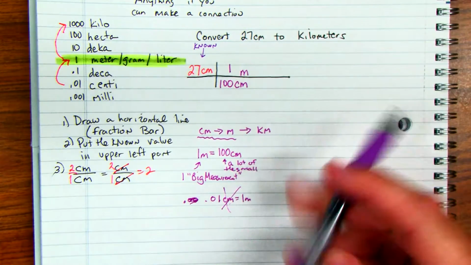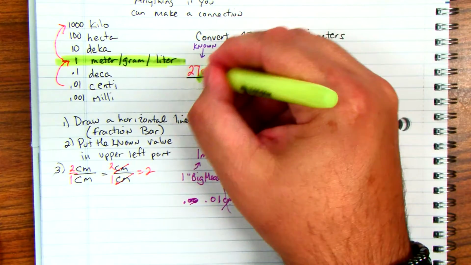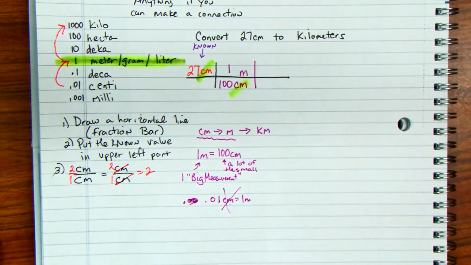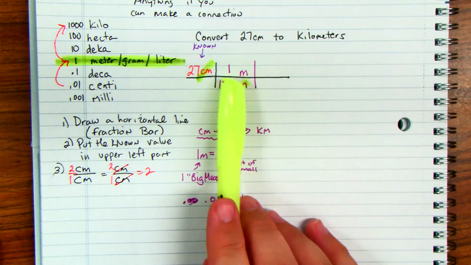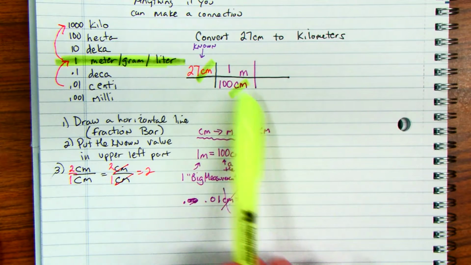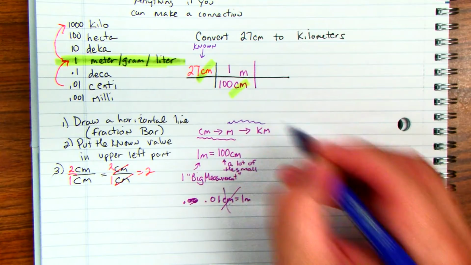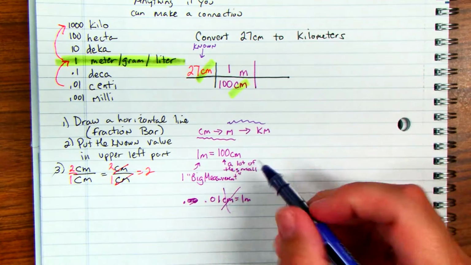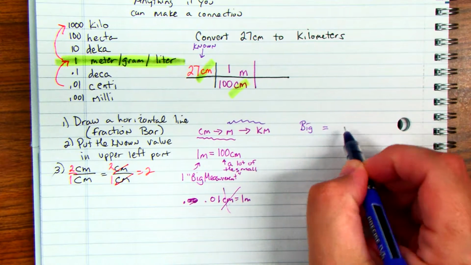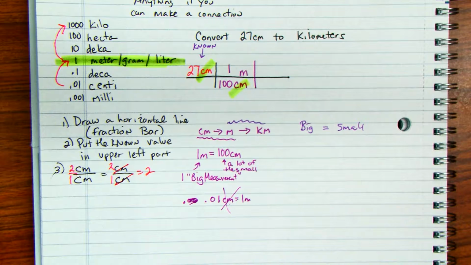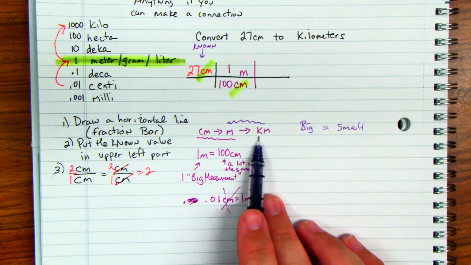Now, the nice thing is, the centimeters here divide out with the centimeters here, and what are the units that are left over? What are the only units that are left? Meters. So I need to go now from meters to kilometers. Now what's bigger? Kilometers. We're going to do this: big equals small. What's the bigger of the two, the meters or the kilometers? Kilometers. So I'll go 1 kilometer.